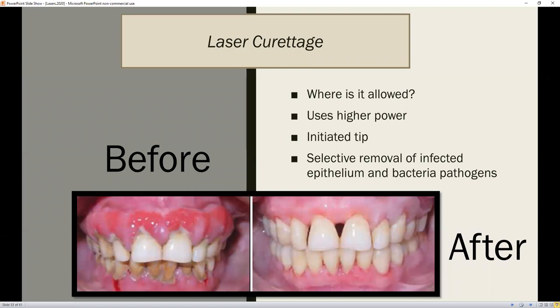So each time we scale, even though we're scaling properly, there's always a little bit of curettage happening. And that's whenever we go subgingivally, and that's coincidental or unintentional curettage. But there is a process where you want that diseased tissue removed and allow everything to heal. And that is what laser curettage can do. Again, there's very little bleeding with that.